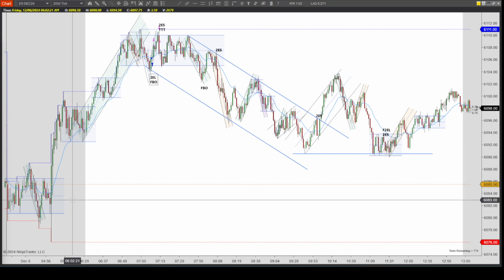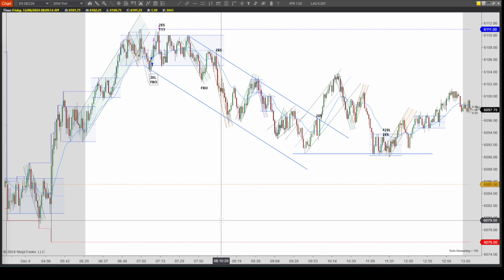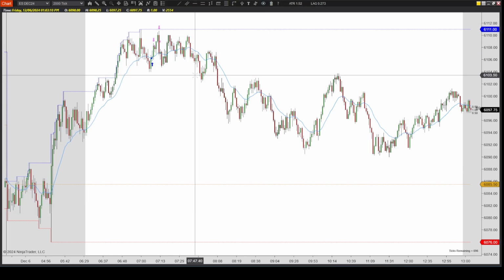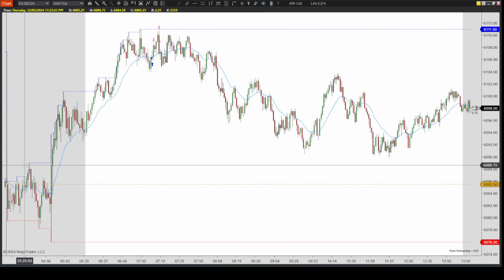December 6, 2024. This is the S&P 500 E-Futures Mini on the 2000 tick chart using NinjaTrader 8. This is what the chart looked like today. Looked like there was kind of a little bit of sideways action.